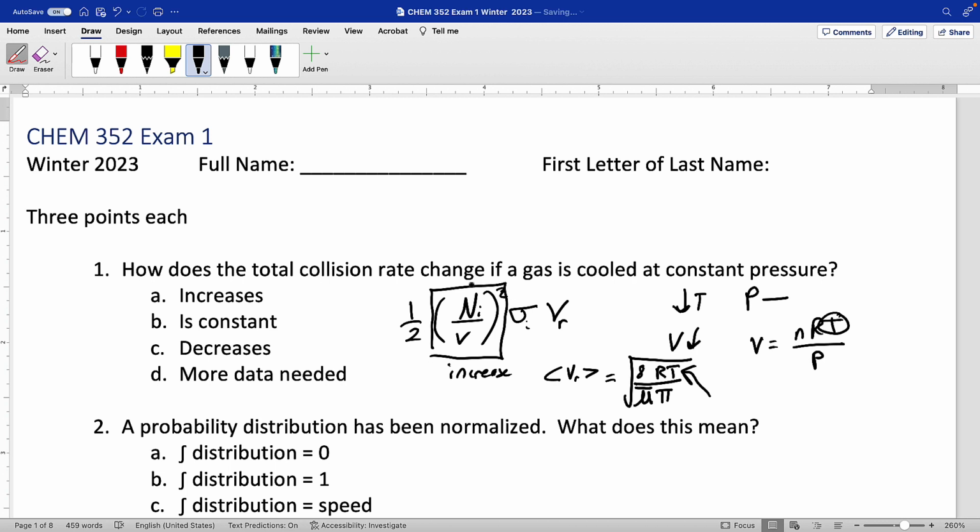So notice we have a minor decrease in the relative speed, but we have a major increase in the density, because in this portion it's the density squared. I'll underline this twice. We have a square root decrease, but then we have a squared increase. So overall, the collision rate is going to go up because our gas is going to get more dense as we decrease the temperature.